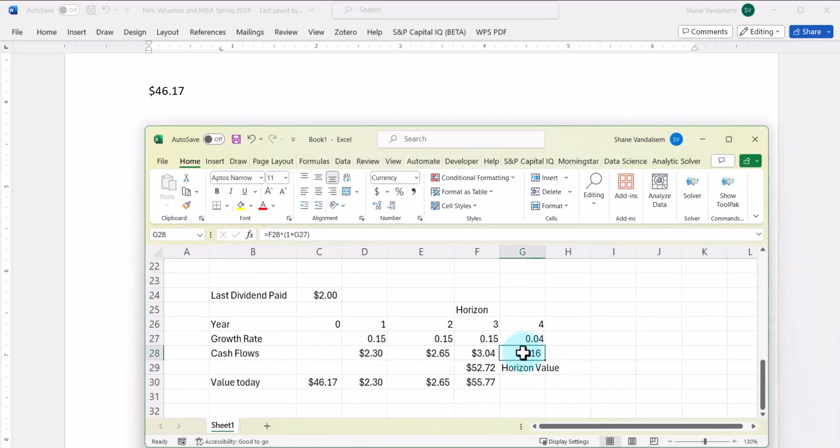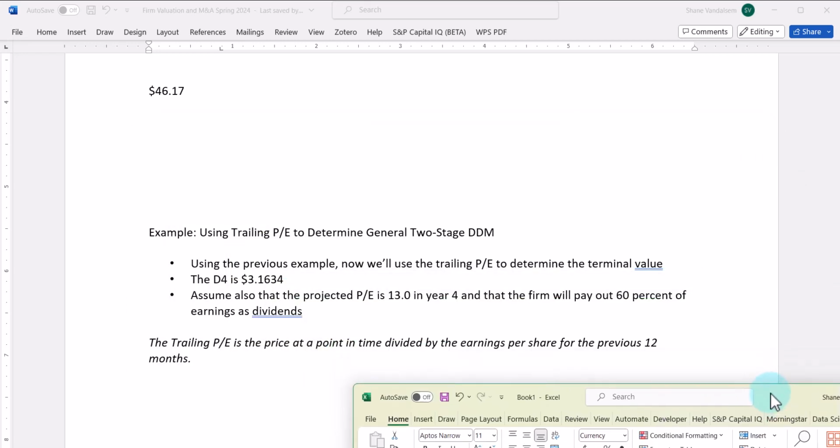So if I push this out a little bit here, I take out the rounding, we get a dividend at time 4 of 3.1634. Okay. Now, what's in the problem? It says, assume that the projected price to earnings ratio is 13 in year 4, and the firm will pay out 60% of earnings as dividends.